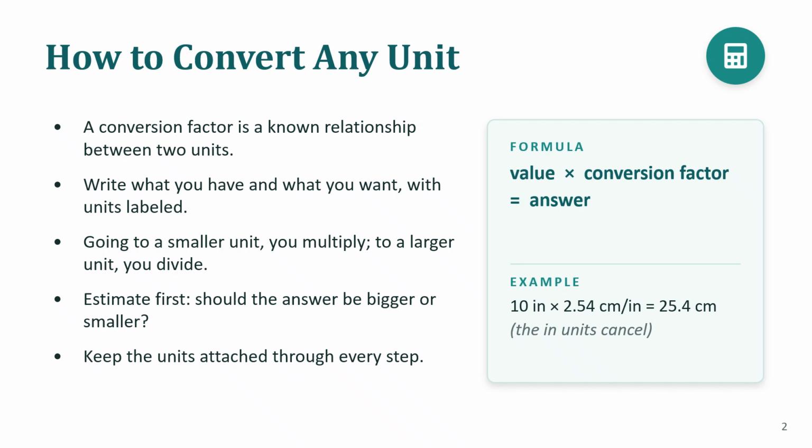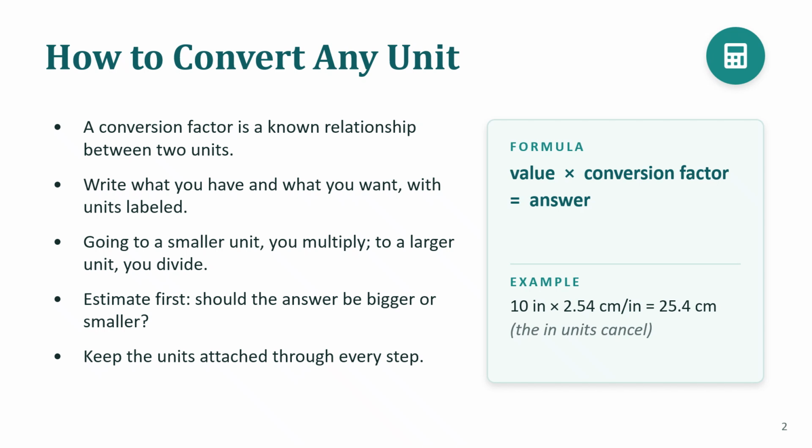Before we tackle specific conversions, let's set up a method that works for all of them. Every conversion uses a conversion factor, which is just a known relationship between two units, such as 1 inch equals 2.54 centimeters or 1 kilogram equals 2.2 pounds. The whole task is deciding whether to multiply or divide by that factor. Here's a reliable way to think about it.